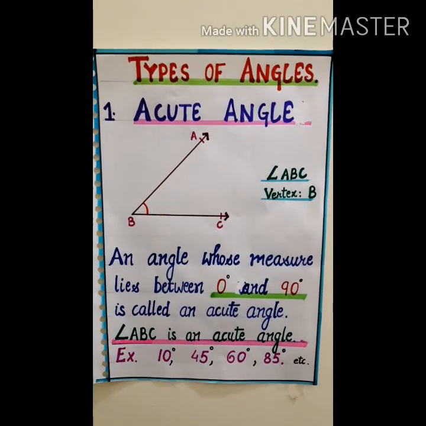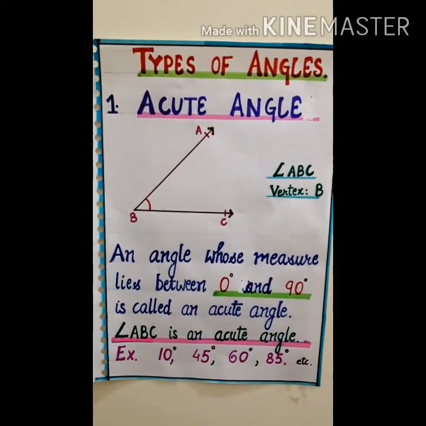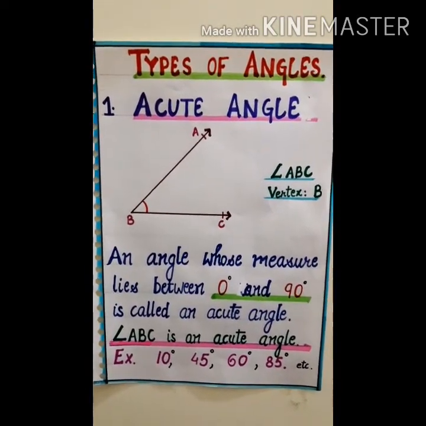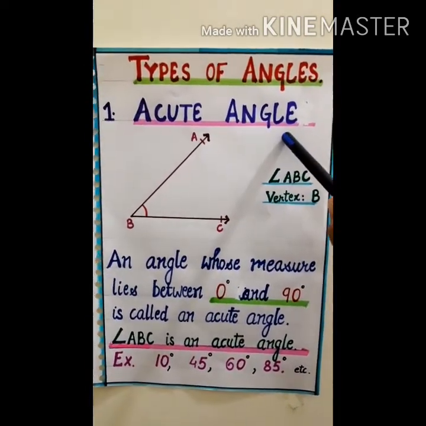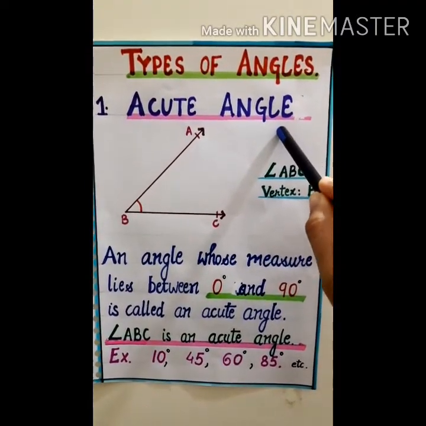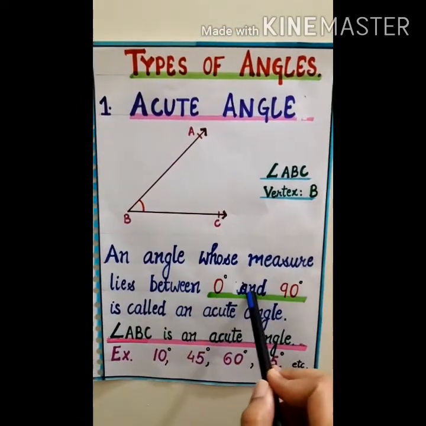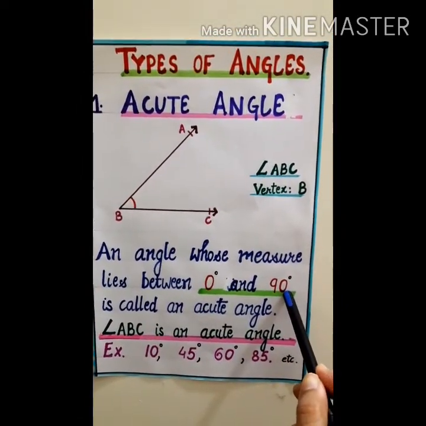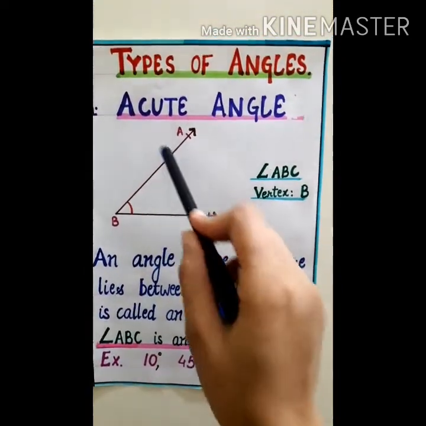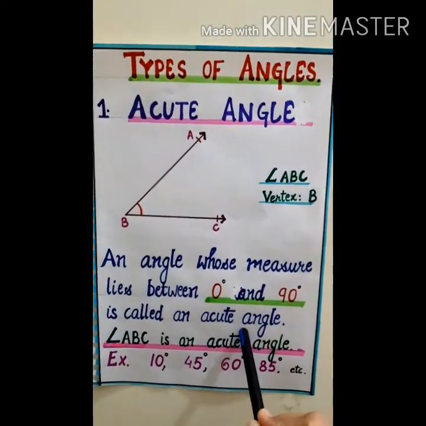Now let's talk about types of angles. We have different types of angles, but in our syllabus we are going to study only 3 types of angles. So the first type of angle is the acute angle. An acute angle means an angle whose measure lies between 0 degrees and 90 degrees. Here you can see that this angle is greater than 0 degrees but less than 90 degrees. So these types of angles are called acute angles.